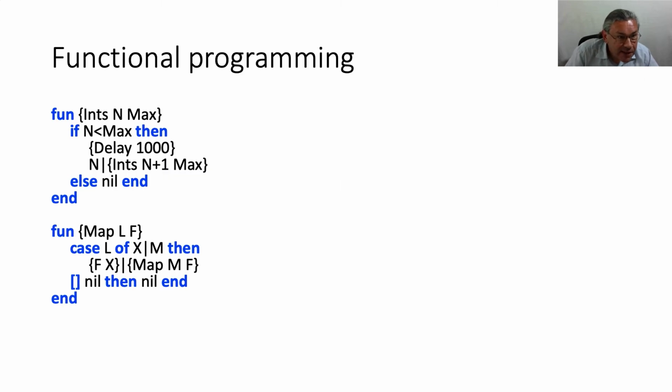Let me show you some of the salient features of Oz. Here is a simple functional program. You can see it's pretty standard. I have a function ints, which creates a list of integers from n to max using an if statement. I have a function map that uses a case statement to map elements of a list element-wise by a function f. Delay of 1000 is just a 1000 millisecond delay, so we can see the program executing.